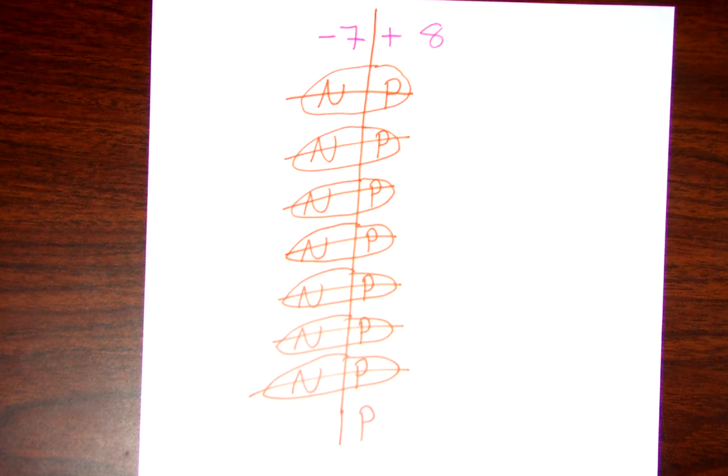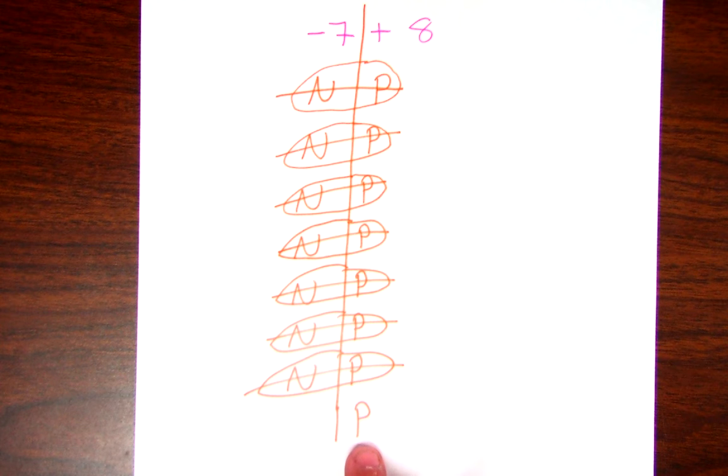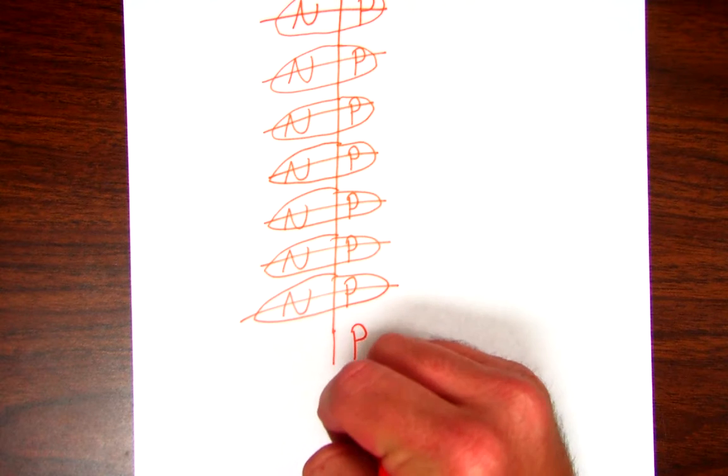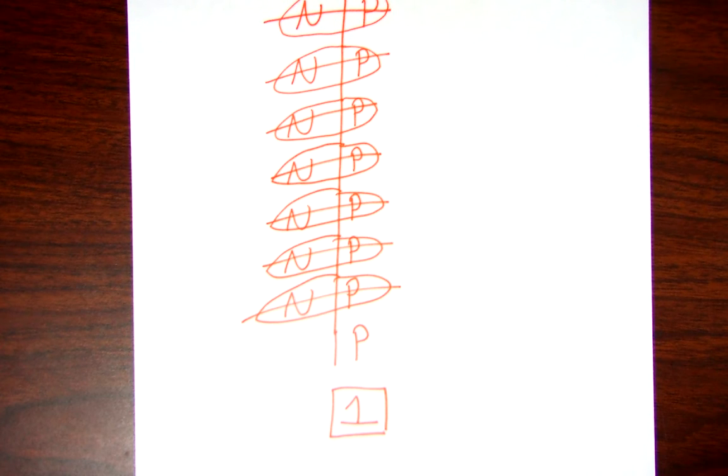So after I cancel out all my zero pairs, what am I left with? Well, I'm left with one person with a positive attitude. So my answer here is a positive 1. And there's your answer.